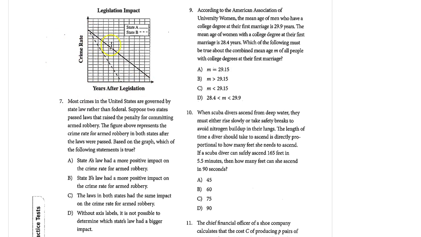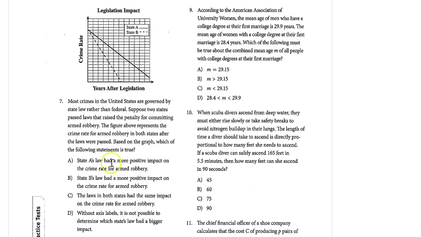We can see both are decreasing, so that's a good thing, right? Less crime as time goes on. Let's look at A. State A's laws had a more positive impact on the crime rate for armed robbery. The crime rate's going down, but so did this one. They both end up going down, so they can't really say they're equal. And if we think about it here, it looks like A is actually decreasing a little slower. It's not as steep of a line as state B. So that one's not going to make sense.